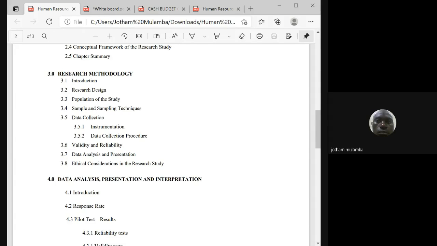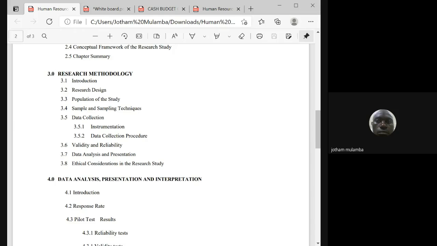3.6 is talking about validity and reliability. First of all, we have an instrument that we are going to use to collect data. Then is that instrument valid? Is that instrument reliable? And to ascertain validity and reliability of an instrument, there are various mechanisms that we do use.